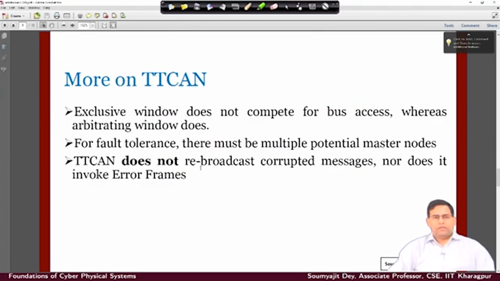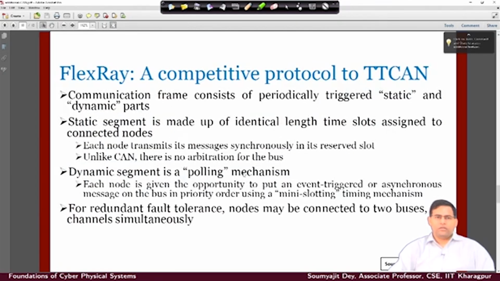It has other properties too, like it doesn't rebroadcast corrupted messages or invoke error frames, something that CAN does. In TTCAN those things are not there. Now there is another competitive protocol to TTCAN which has those ideas also. Whenever you are having a communication frame, it can have two parts. One is the static part where you have fixed periodically triggered messages like the ones we want, and you also have the dynamic part where the messages will be sent based on arbitration.